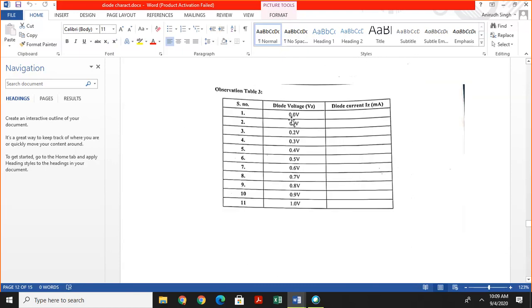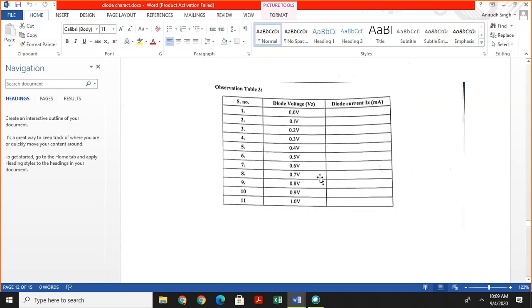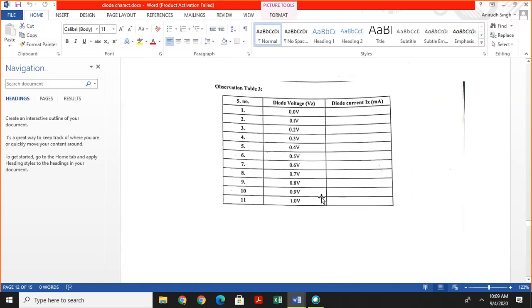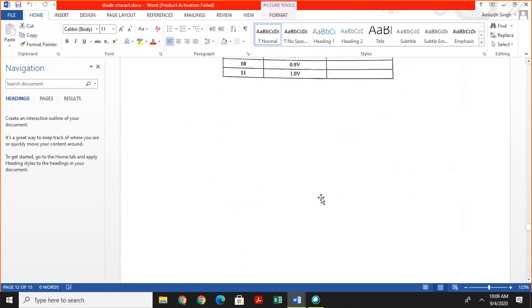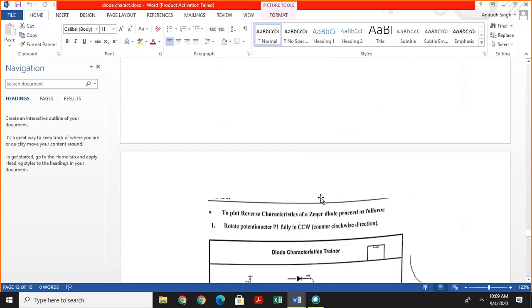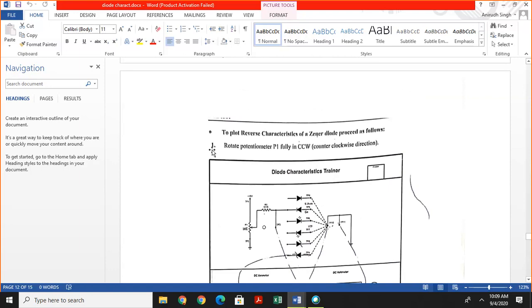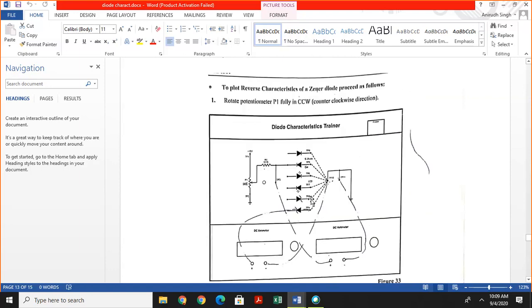This is the observation table for 0 volt, 0.1, 0.2, 0.3, 0.4. Write down the diode current and draw the plot between I and V. Forward characteristic. To plot the reverse characteristic, we simply change this connection to this point, and all the connections are the same.